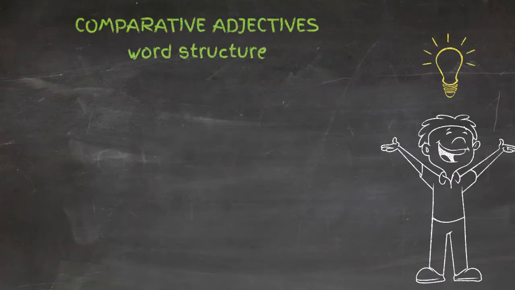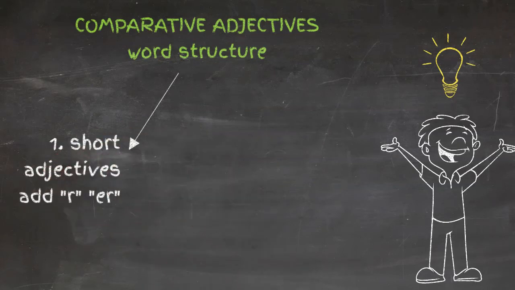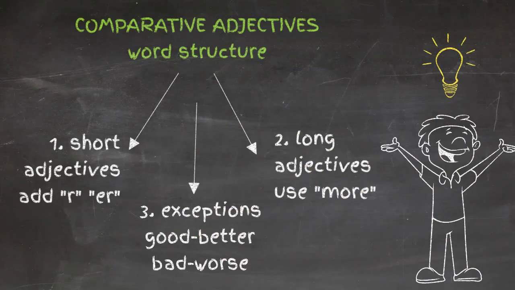So that's how we compare products. Remember, with the shorter adjectives, we add an R or an ER in the end. With some short ones and longer adjectives, we use more. And good and bad become better and worse.